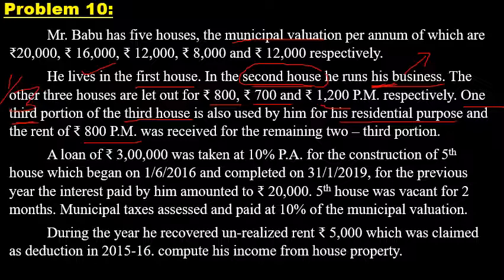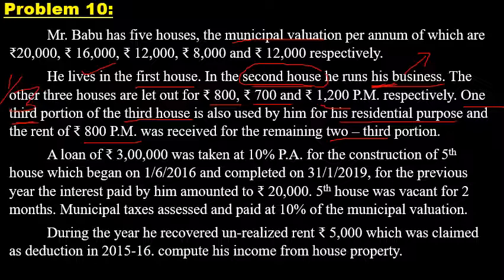In the third house, 1/3 is used as a residential house and the remaining 2/3 is used as let out property. So 1/3 is considered as a self-occupied property and 2/3 of the third house is considered as a let out property. So totally in the third house there are 2 divisions, 2 house properties.